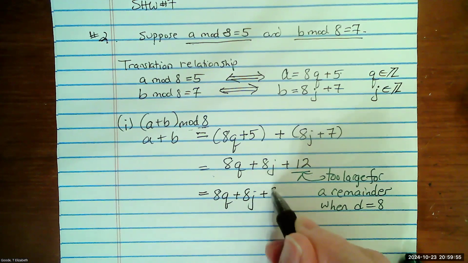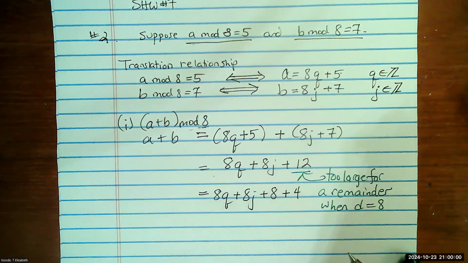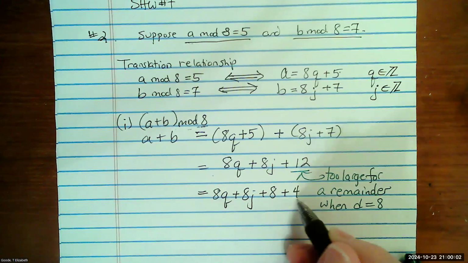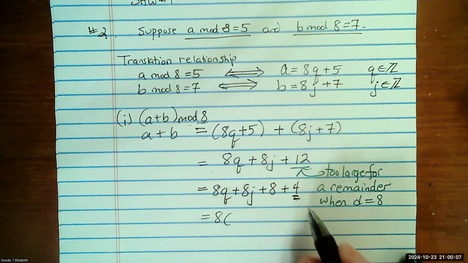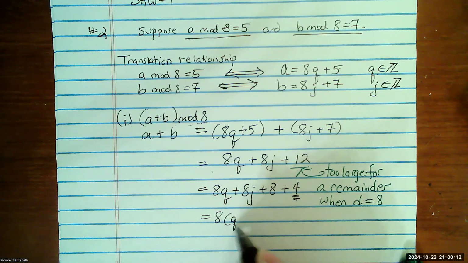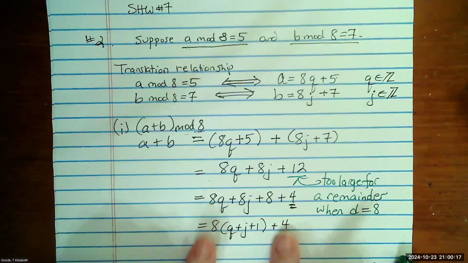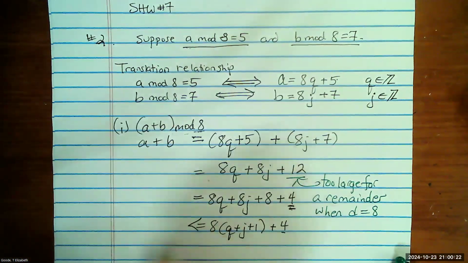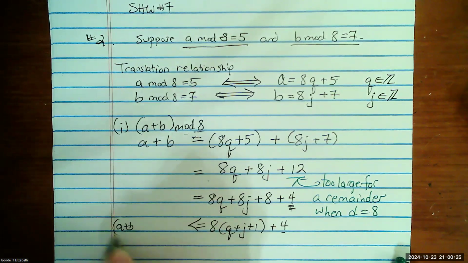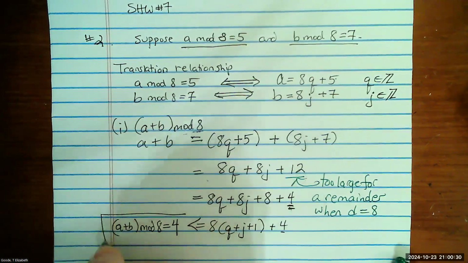Well, that's 8 times 1 plus 4. See how that works? Yeah, I see that. And now this turns out to be our A plus B mod 8 because that is a legal remainder. So now suddenly we've got this equation and we can go back this way. And so A plus B mod 8 is equal to 4, right?